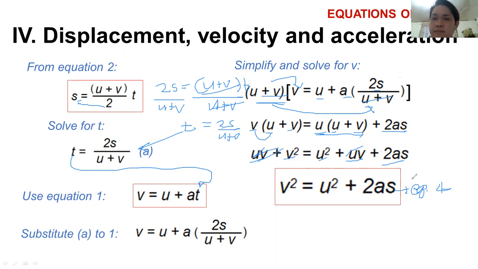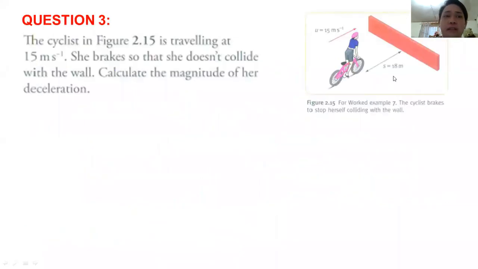Okay? Again, we eliminate this one because that becomes UV minus UV. That is equal to 0. So what will remain now is V squared equals U squared plus 2AS. And that describes our equation 4. Okay, so I hope you can follow. So now, let's try to apply our equation 4.